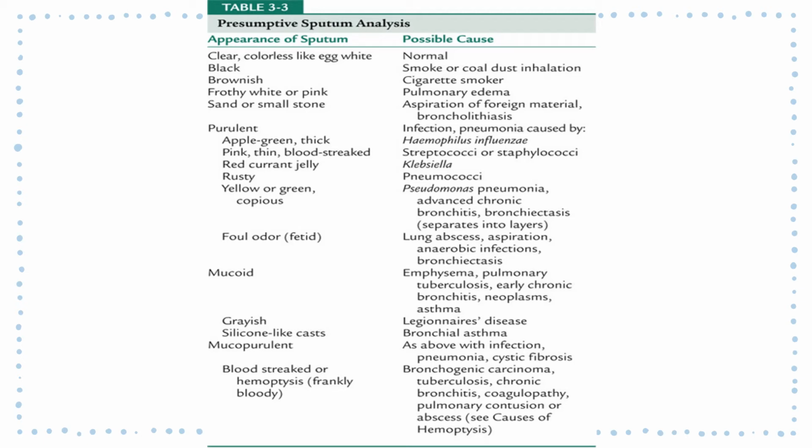So with your purulent, be a little more familiar with what the causes of that can be. So your apple green, again, Haemophilus influenzae. More pink, thin, blood streak could be pneumonias like streptococci or staphylococci. Red currant jelly is generally Klebsiella. Rusty could be pneumococci. The yellow or green, different types of Pseudomonas. Again, Pseudomonas with CF is quite a little bit more smelly.